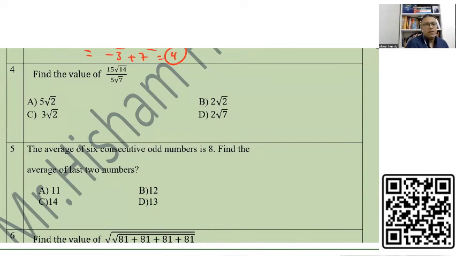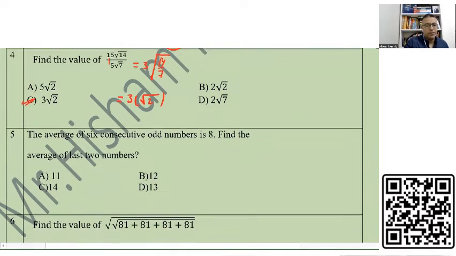Find the value of 15 root 14 over 5 root 7. 15 divided by 5 is equal to 3. And root 14 over root 7, I can write it as root of 14 over 7. So it's equal to 3 multiplied by root of 2. So the answer is 3 root 2.